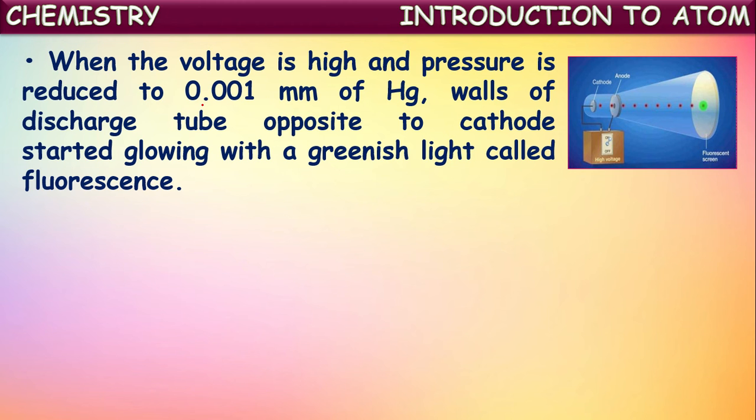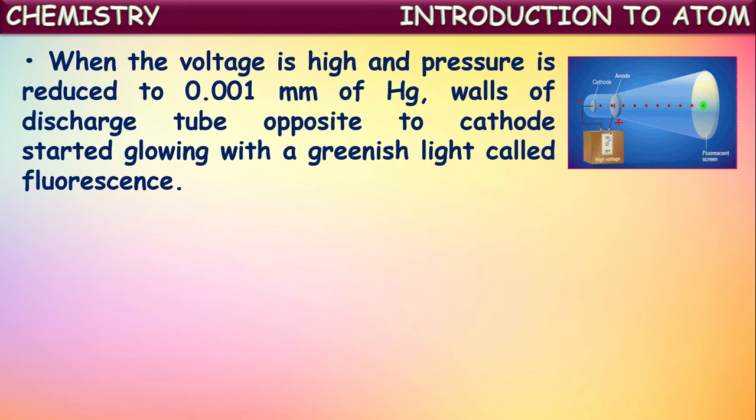That is nearly 0.001 mm of Hg was maintained. At this pressure, by passing high voltage current, the gas inside the discharge tube started to pass electricity. And then he observed the walls of the discharge tube opposite to the cathode. See, this negatively charged electrode is the cathode and the positively charged electrode is the anode, as we have seen.